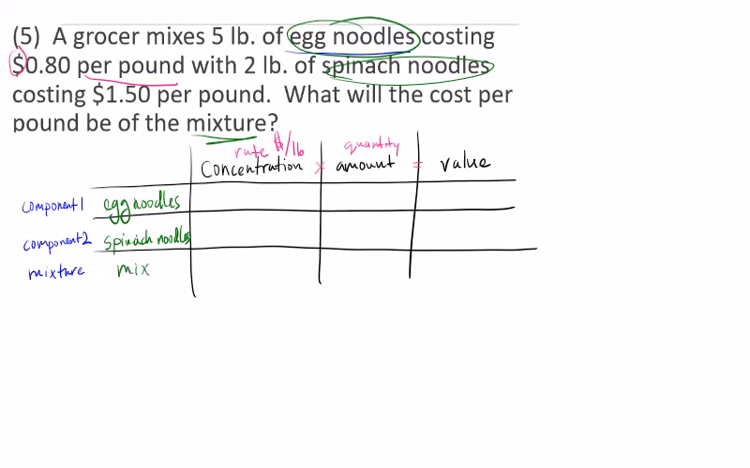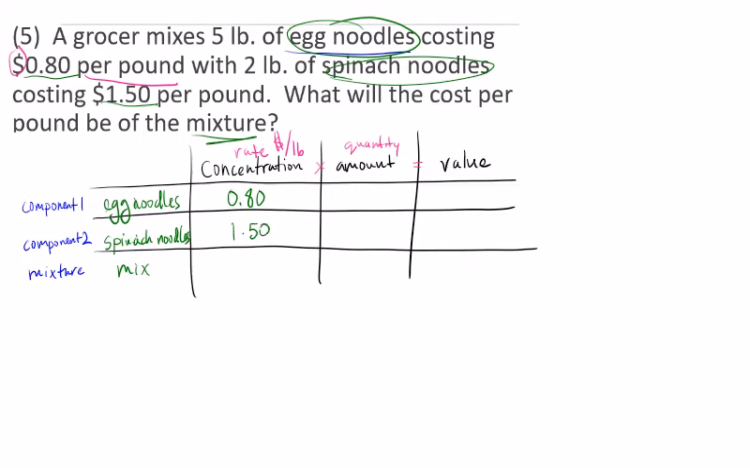All right. So concentration. What's the rate for egg noodles? 80 cents per pound, right? So I'm going to put that in there, 0.80. We don't need the 0 at the end, but we'll just include it since they did. And then we know that the spinach noodles are $1.50 per pound. Let me just take out the dollar sign actually.